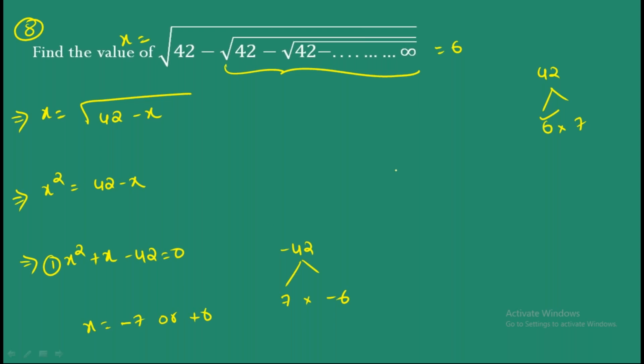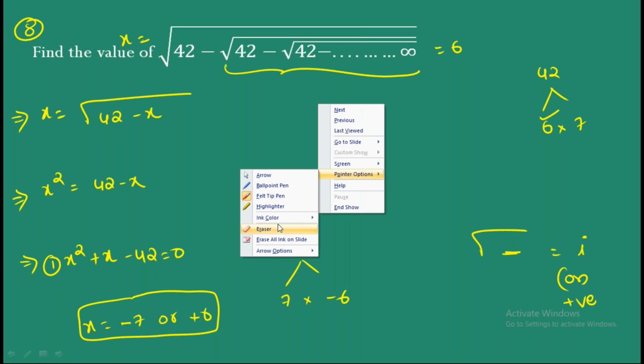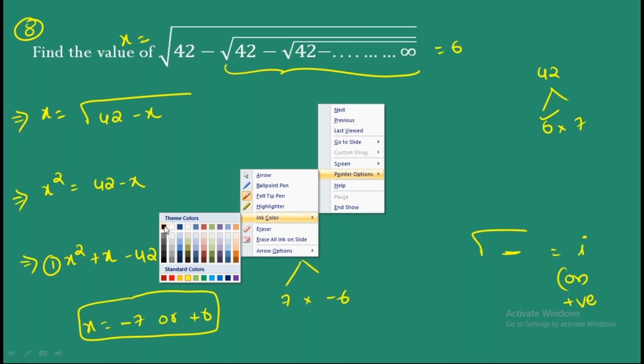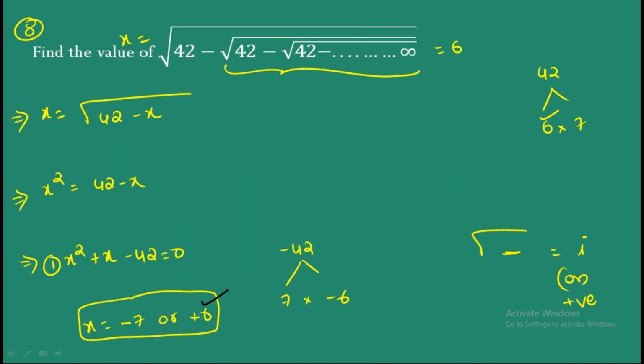Again, square root of something should be imaginary or positive. It is not negative. Square root of something is never negative. It may be imaginary, it may be positive. So that is why we can say 6 is the correct answer. Got it? Excellent.